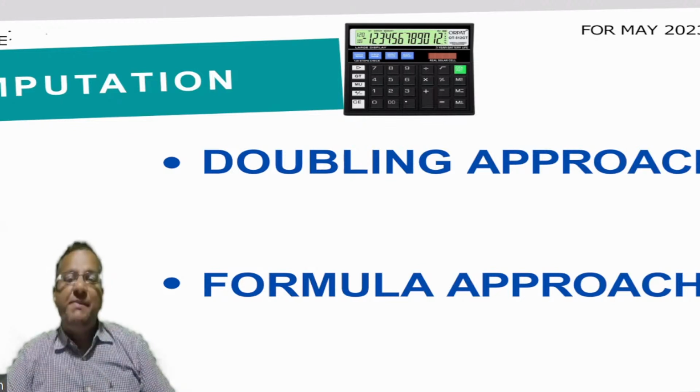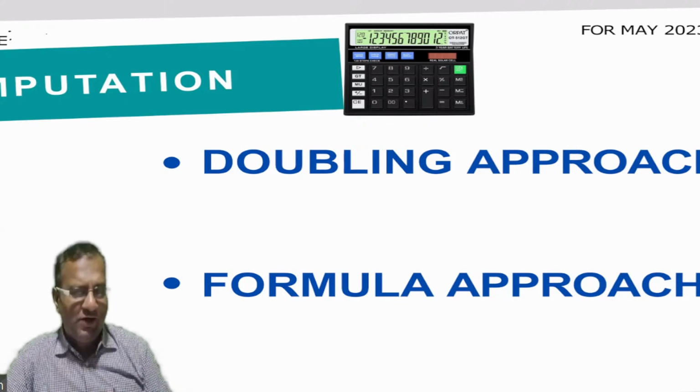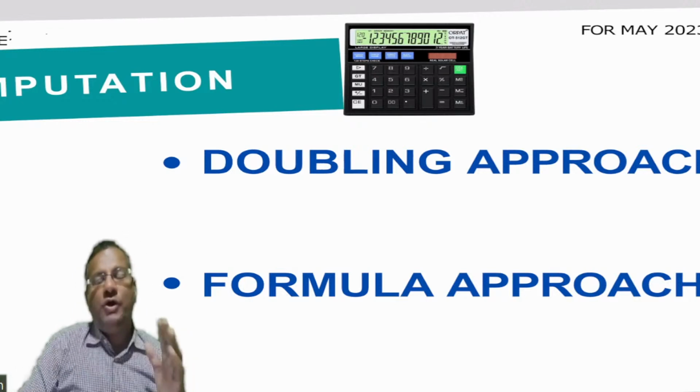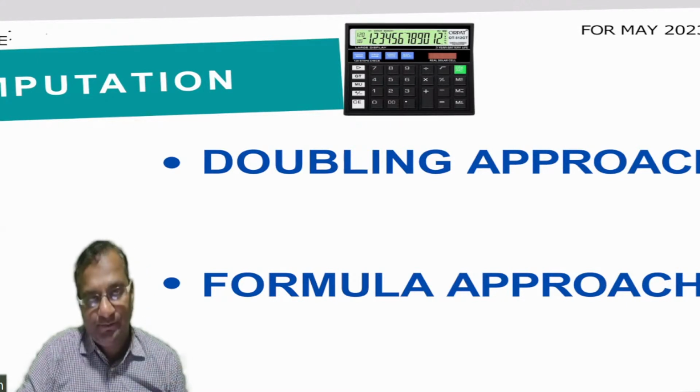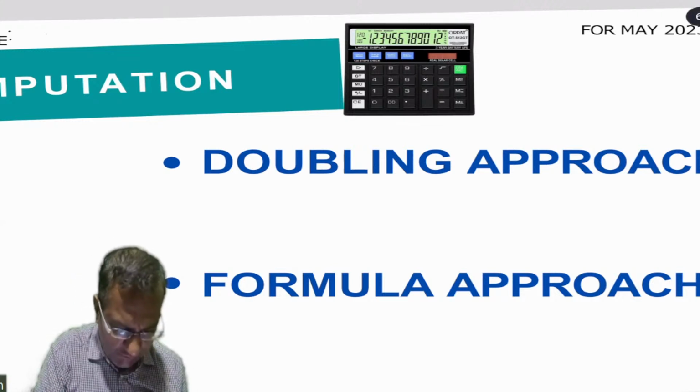Basically, Mr. T.P. Wright has developed the doubling approach, and later on some other authors have focused on the formula approach. What is the doubling approach? According to T.P. Wright, whenever my workers double their production, the learning curve comes into play.